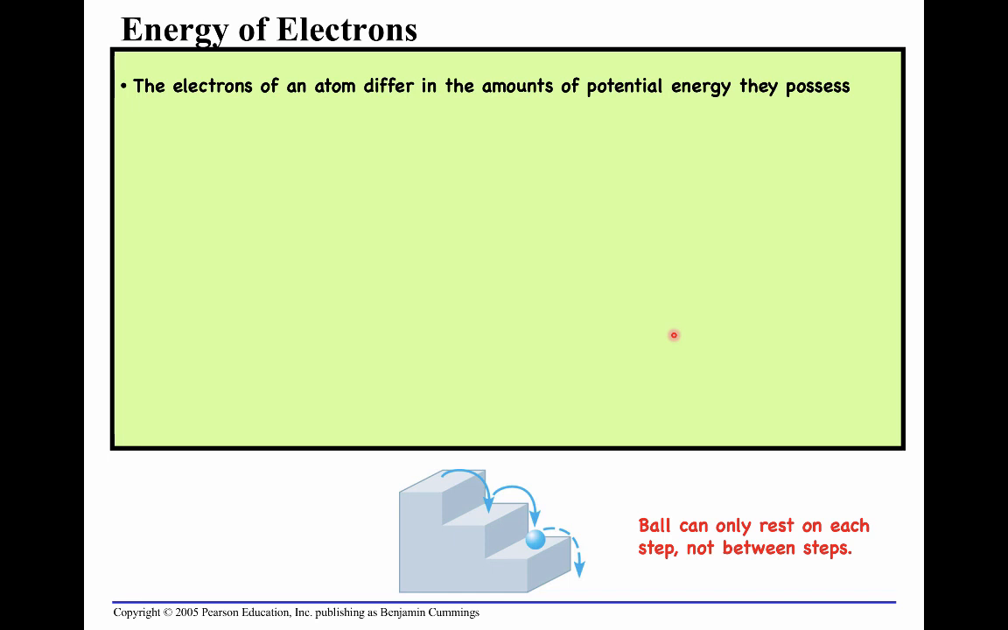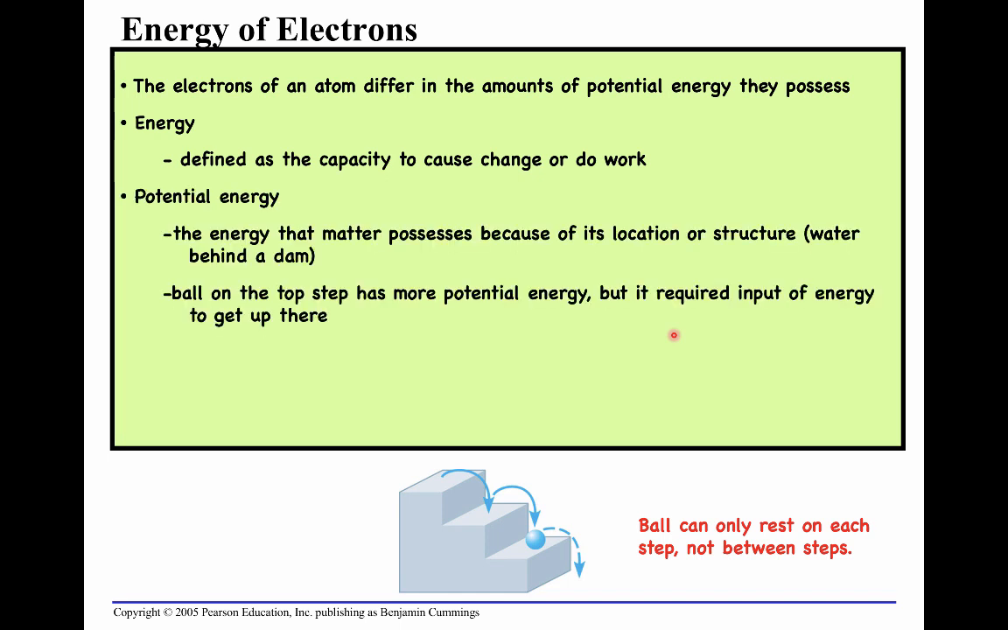The electrons of an atom can be at different energy levels. So energy is defined as the capacity to cause change or do work. Potential energy, and this is in particular what we're talking about, is the energy that mass possesses because of its location or structure. So you can think of water behind a dam as having potential energy.